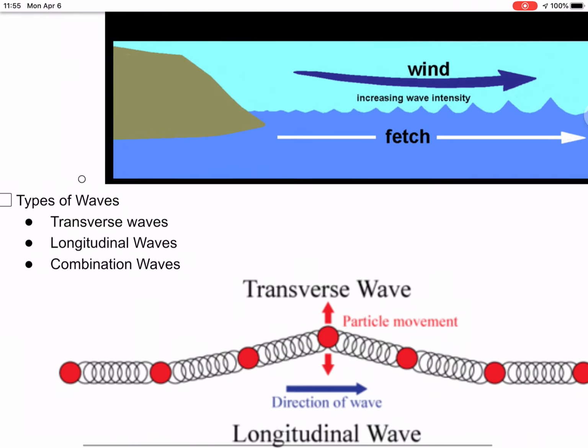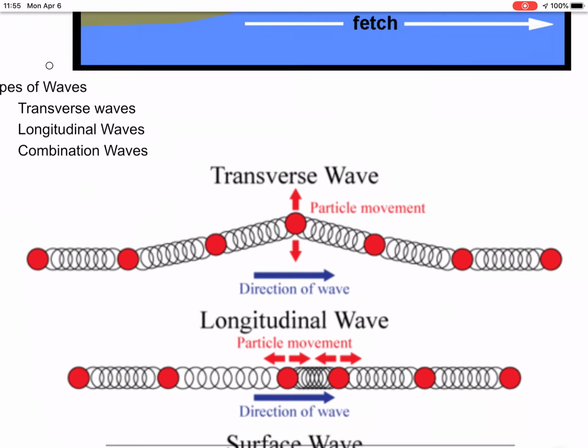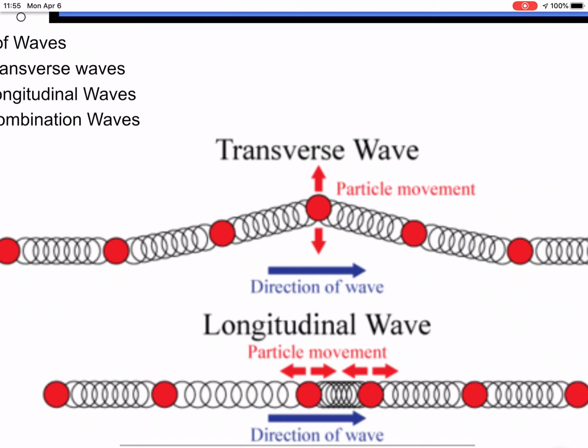Now, there are two types of waves, really three types of waves. You have transverse waves. Here the particles move perpendicular to the direction of the wave. The wave is moving, the energy moves through, and the particles vibrate as the energy hits them, but the particles stay in the same spot. They don't move with the wave, they vibrate as the energy passes through.